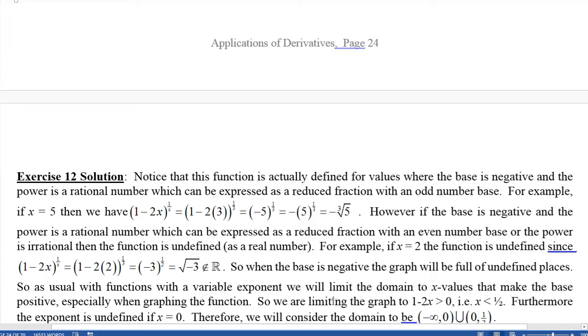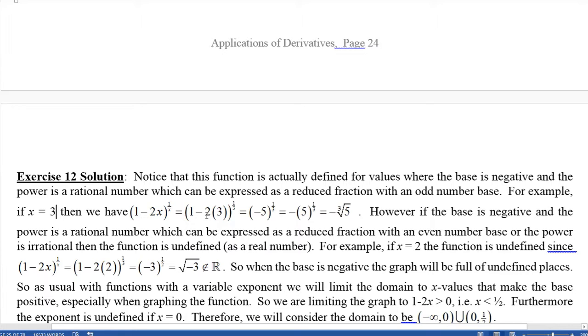The first thing I want you to notice is there are a couple of little technical things here that I want to talk about before we actually do the limits. It's actually possible for this thing to be defined when the base is negative, as long as the power is a rational number which can be expressed as a reduced fraction with an odd number denominator. So, for example, if x equals 5, then 1 minus 2x to the power 1 over x is 1 minus 2 times... I didn't want 5, I wanted 3, excuse me, 3.